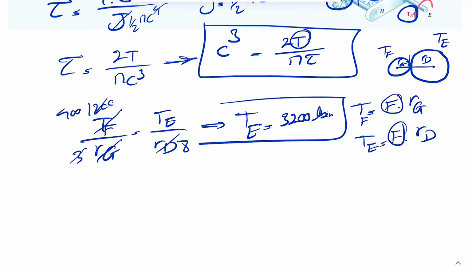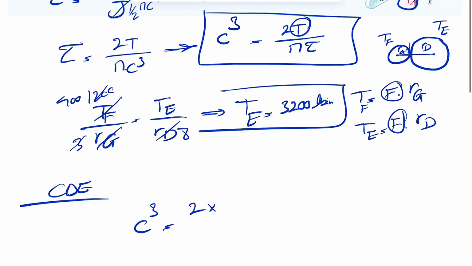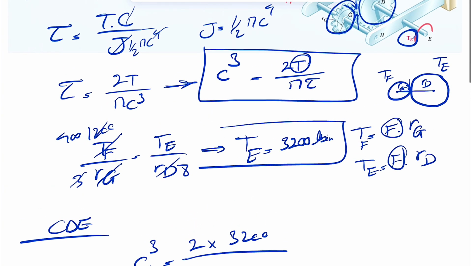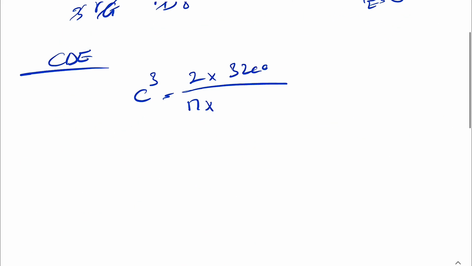So let's figure out the radius for shaft CDE. C cubed is equal to 2 times T, which was 3200, over pi times the shearing stress. One thing that we need to keep in mind is we need to watch for the units. This is ksi, and ksi is 1000 psi. So we need to multiply that by 1000 because we have pounds in the numerator, and we need to be consistent in our denominator too. So psi, or pounds per inch squared.